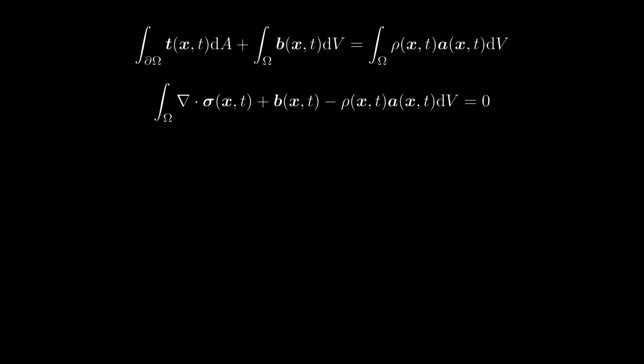Now let's proceed with the final step in deriving the local form of the balance of linear momentum. From the fact that the integral of the divergence of sigma plus b minus rho times a is 0, we deduced that the integrand itself, that is the divergence of sigma plus b minus rho times a, is 0. This final step requires some explanation.